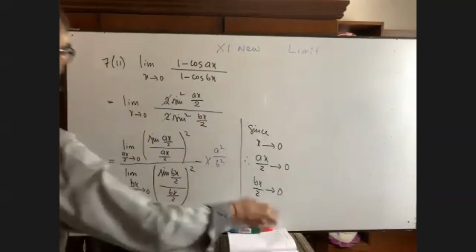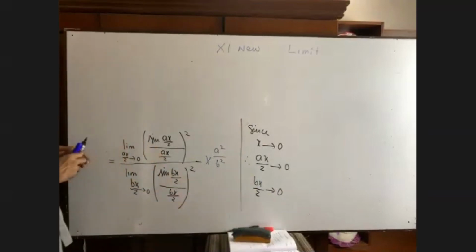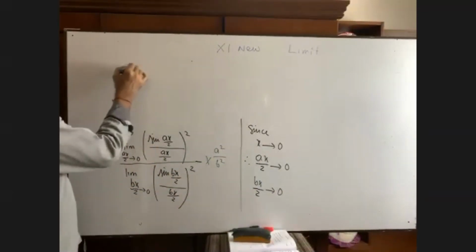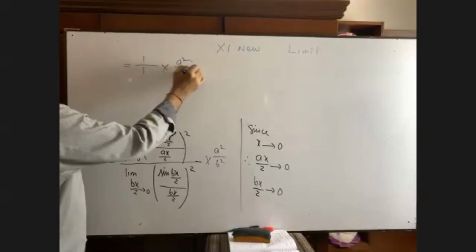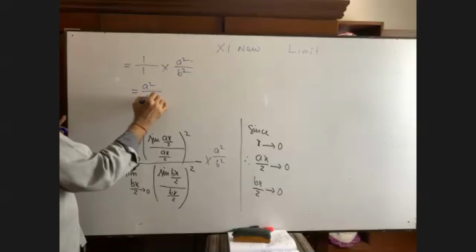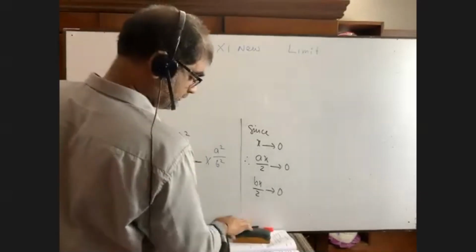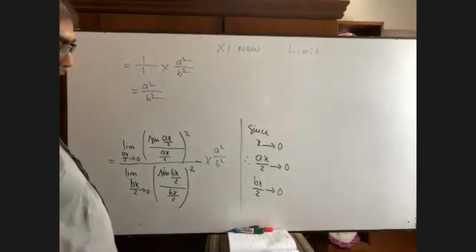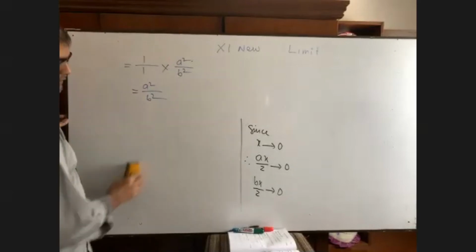Now what comes next? What is the value here? Inside the bracket it is 1. So 1 square equals 1. So we are getting 1 by 1 into a square by b square. So our answer is a square by b square. Please try to understand. Important math. Okay? All of you? Yes, sir.